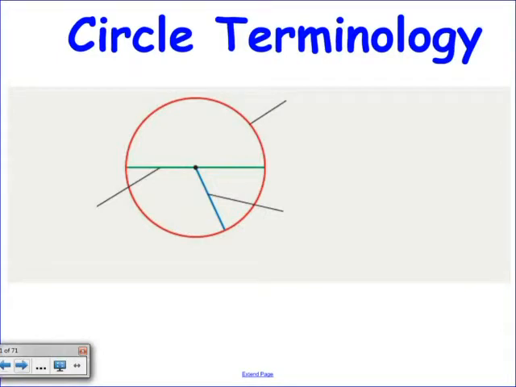Pick a colour, green or blue. Green, what's the green one, Sam? The radius. No, blue's the radius. So the radius is defined as a line from the centre point to the circumference. And then the green, diameter. And how do we define a diameter? From one edge going across the centre. Good. So it goes from one side to the other, but it has to go through the middle.